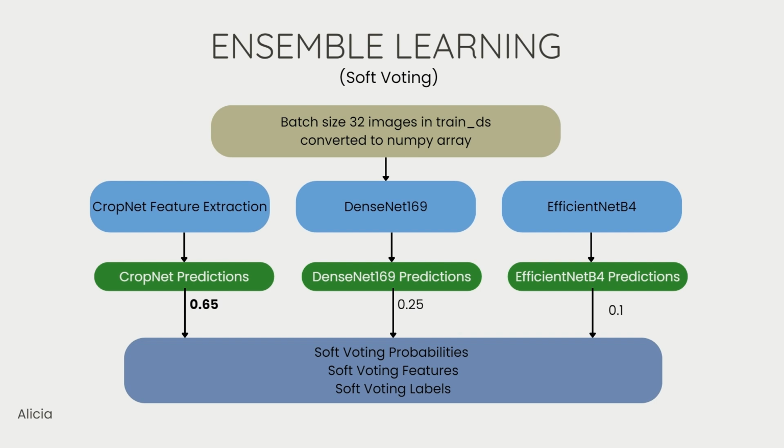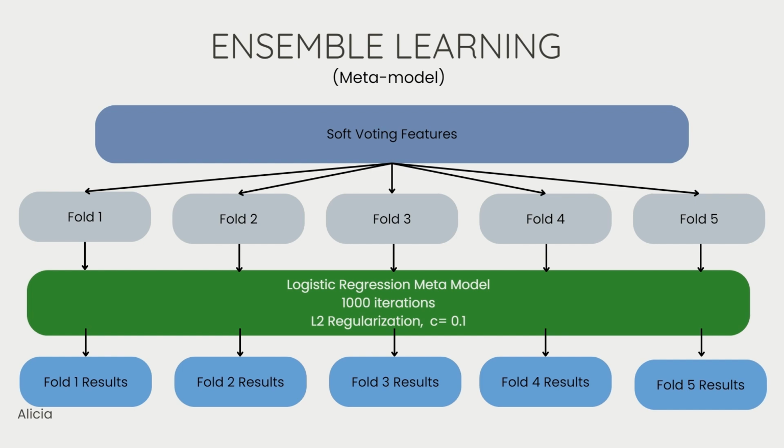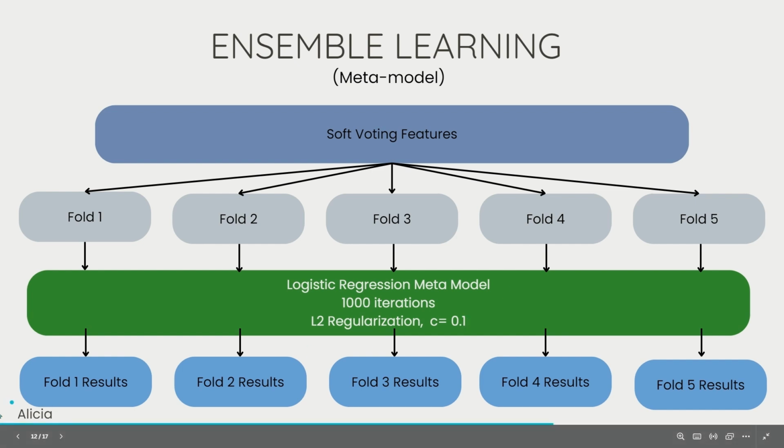The dense connections in DenseNet promote feature reuse and propagate information across the layers, and the EfficientNet model captures subtle differences in Cassava leaves with high resolution to refine the ensemble. This helped us achieve a public score of 90.9%. After this, we get the soft-voting outputs which we input into our meta model.